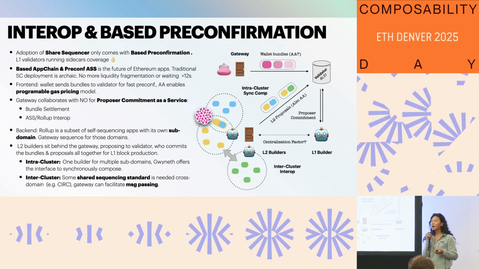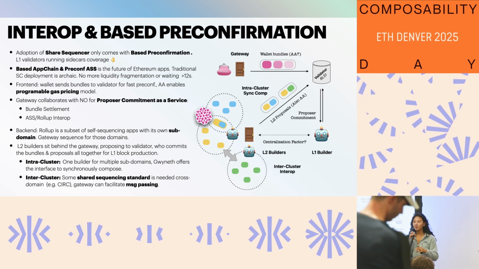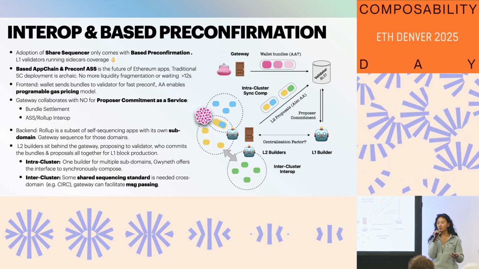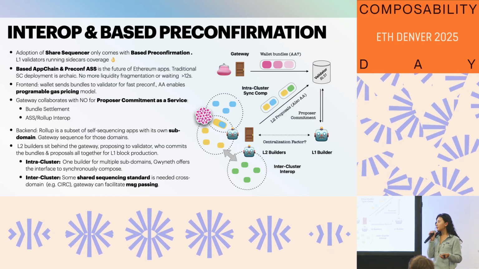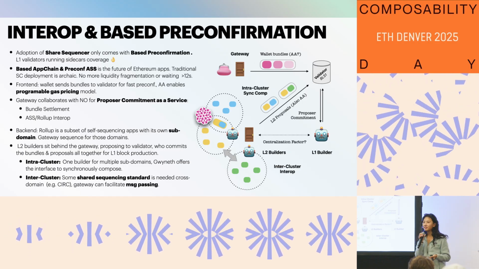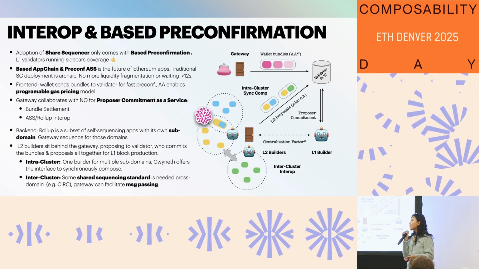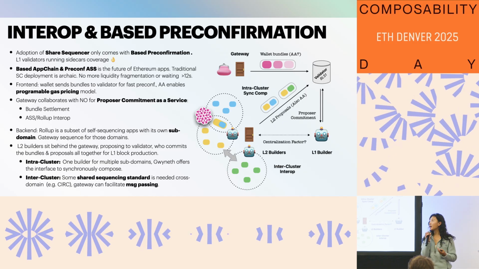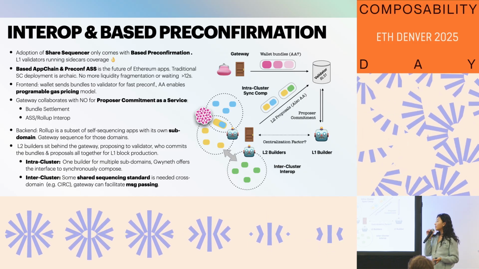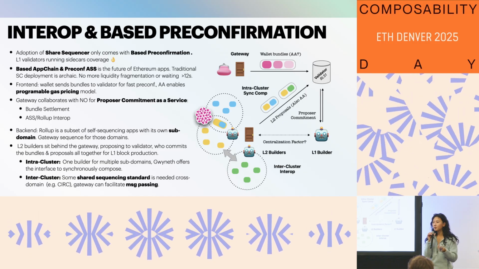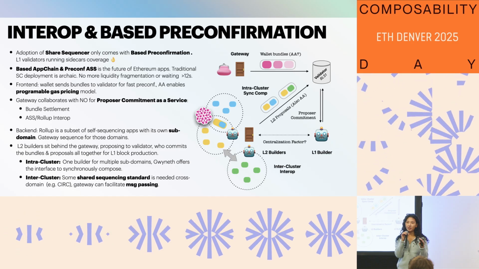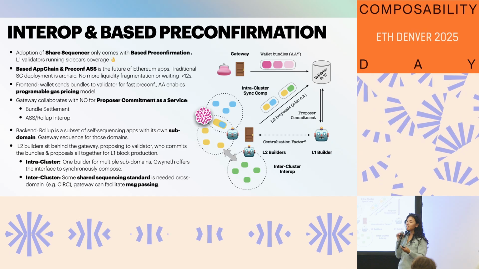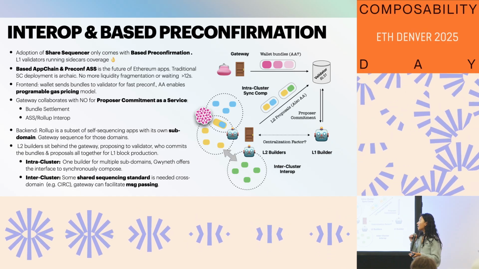Yeah. And also, how does everything come together, right? People are kind of bearish on the adoption of shared sequencers because rollups are unlikely to give up their sequencing, right? I actually agree. However, I'm bullish on this with the rise of based pre-confirmation. I think, like I mentioned before, based app chains and interoperable AS-like applications are the future of Ethereum apps, right?